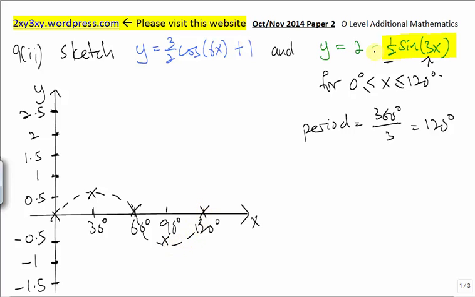Now, because of this negative sign, we are going to invert this graph by doing a reflection on the x-axis. If we do a reflection, you will get this graph here.